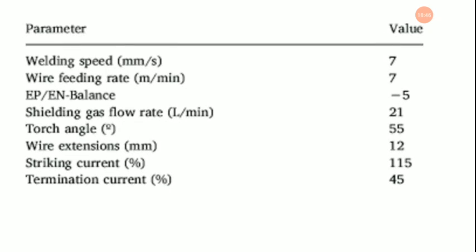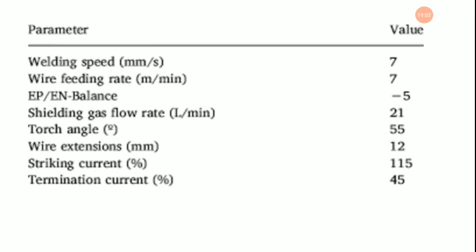Welding speed is 7 millimeter per second. Wire feeding rate is 7 meter per minute. EP-EN balance is -5. Shielding gas flow rate is 21. Torch angle is 55. Wire extension is 12. Striking current is 115%. Termination current is 45.